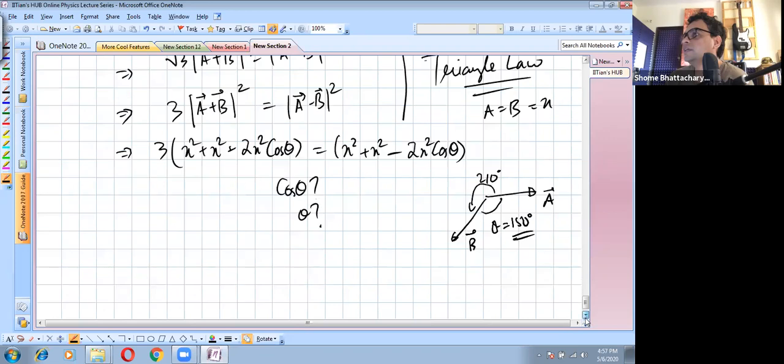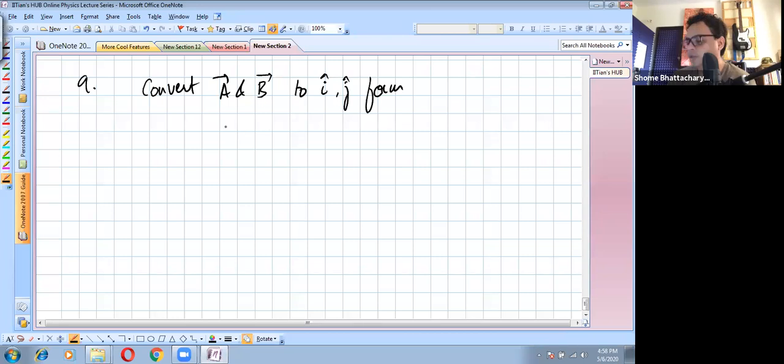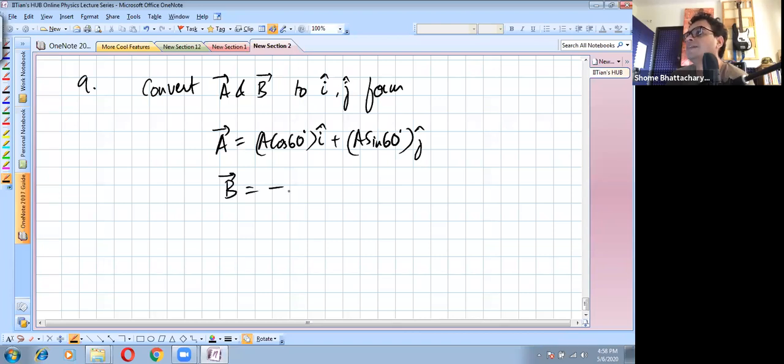Ninth question, I'm giving you a hint what to do. So in the ninth, what you do is convert A and B to I cap J cap form. So your vector A will become some unknown magnitude, but A cos 60 I cap plus A sin 60 J cap. And according to the diagram, vector B will be minus 10 I cap.